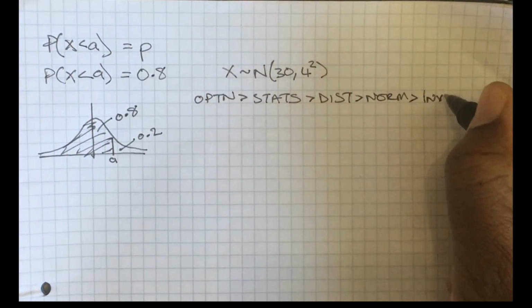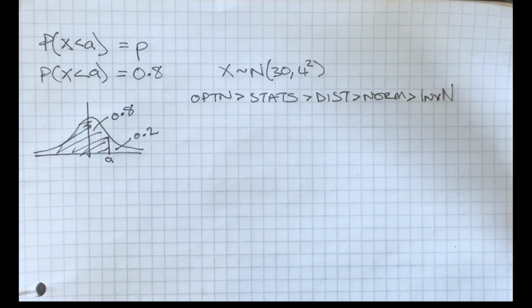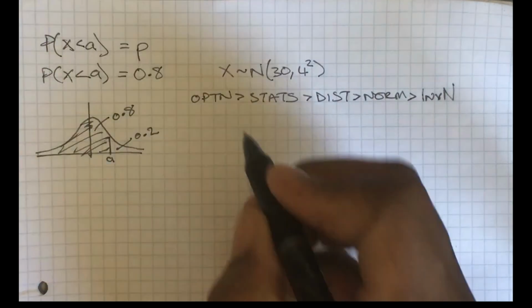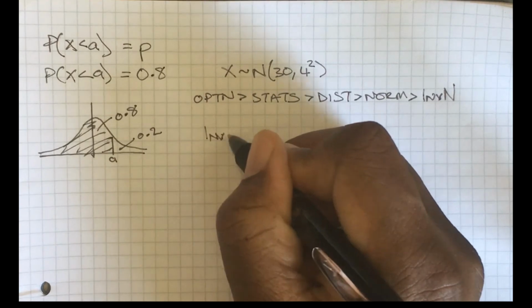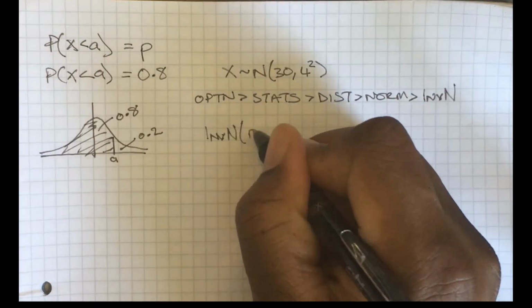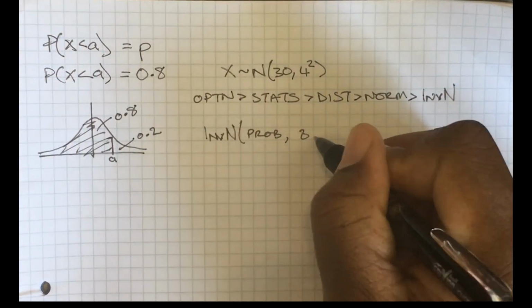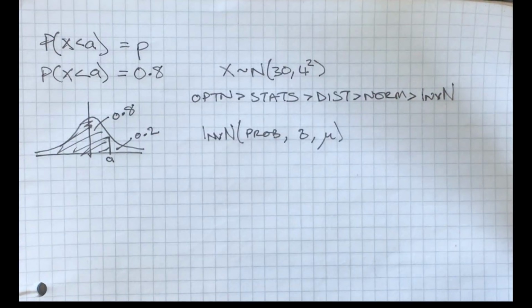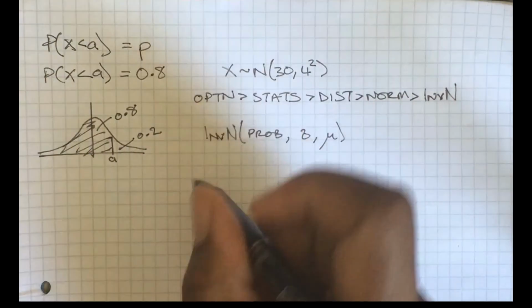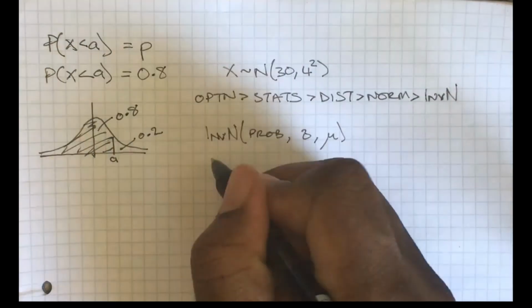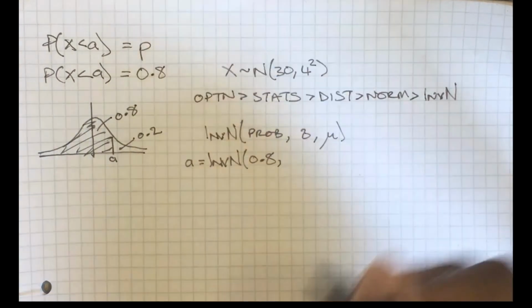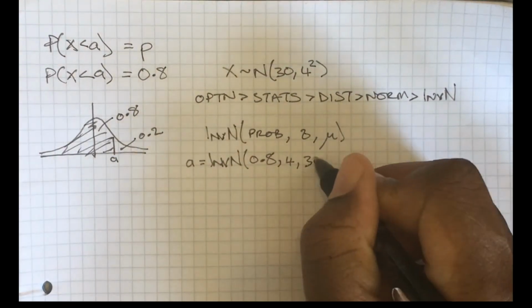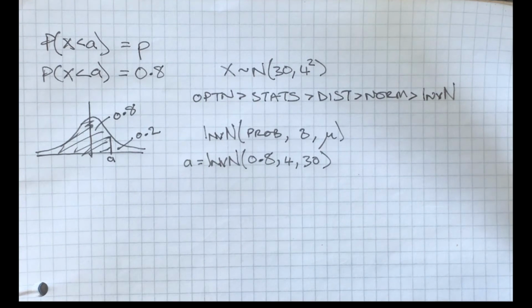The syntax that we're expected to put in, and be really careful here, we need the probability. Well, which probability? For this method, we should always put the probability to the left, so the probability that it's lower than the value we're looking for. So the probability to the left, which is 80%, and then standard deviation and the mean. In this case, and you should have your calculator in your hand right now, we're going to type in inverse normal, 0.8, 4, and 30. Just hit enter, and we should all get the same answer.